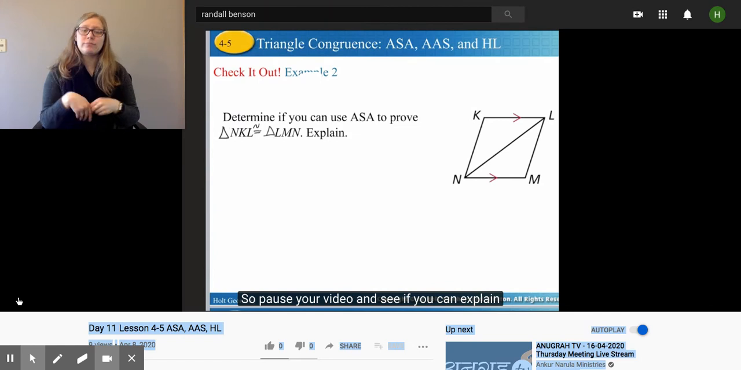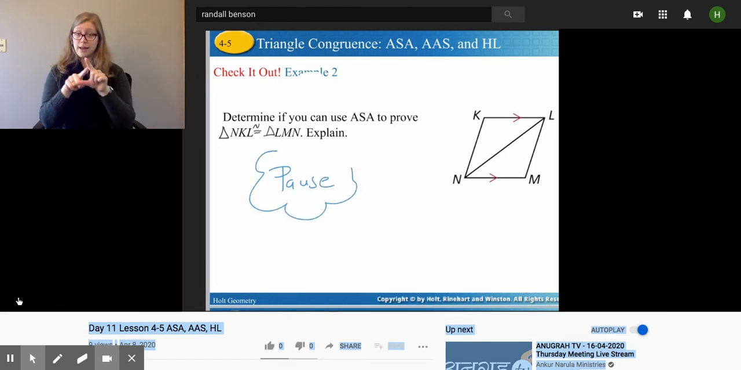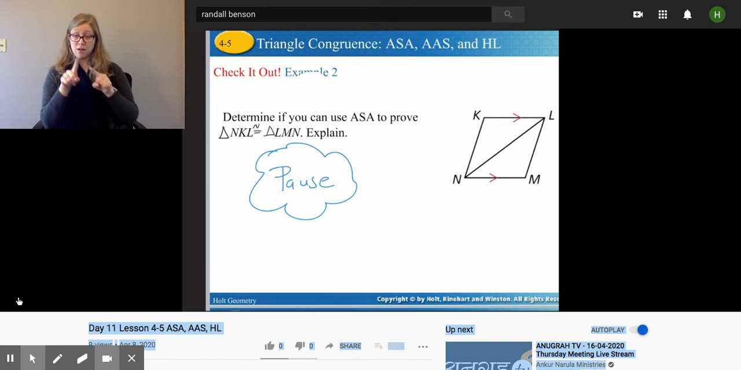So pause your video and see if you can explain if angle side angle is enough to tell whether these two triangles are congruent.